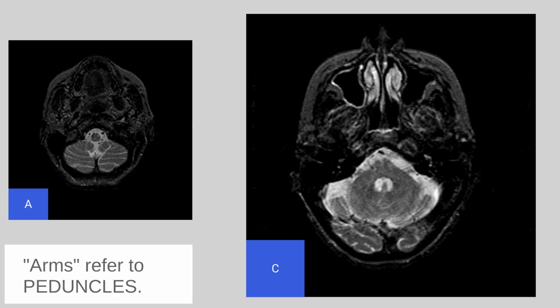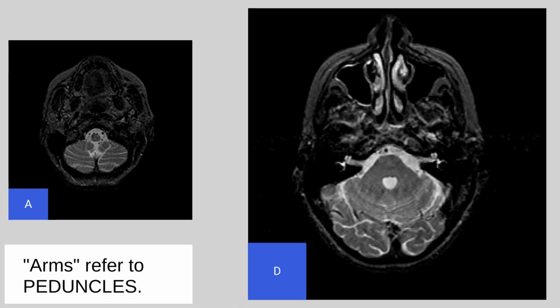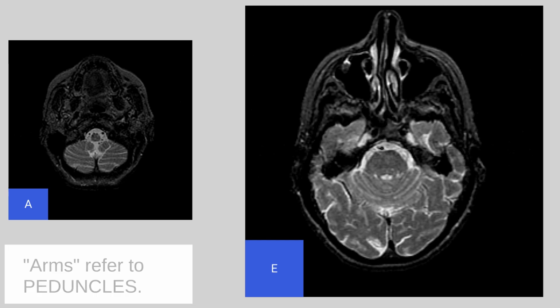Or in image C. Let's let a few seconds pass. The yellow arrow points to what arm? Or in image D. Pause for thought. The yellow arrow points to what arm? In image E, take your time.